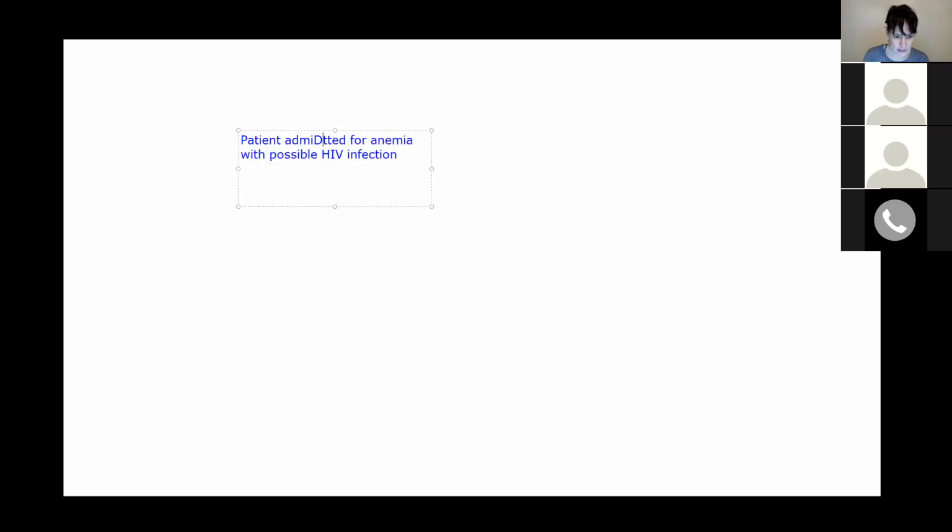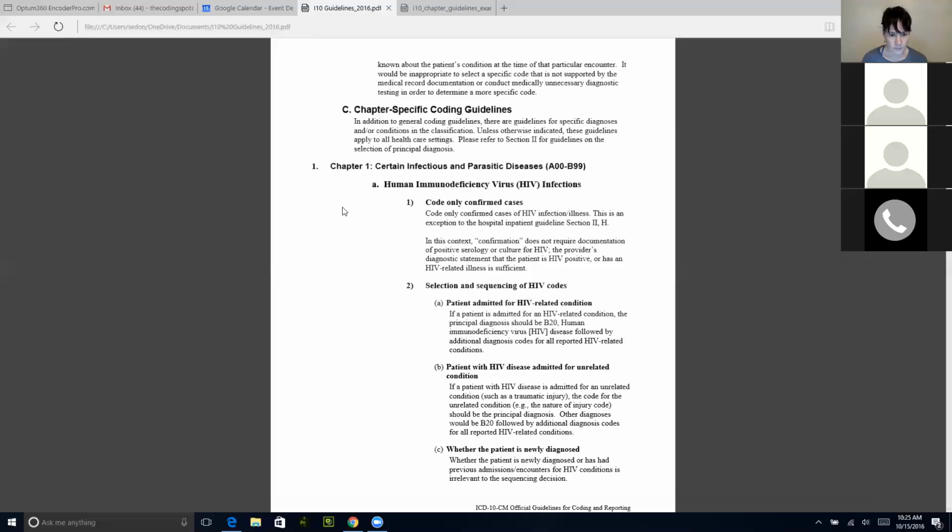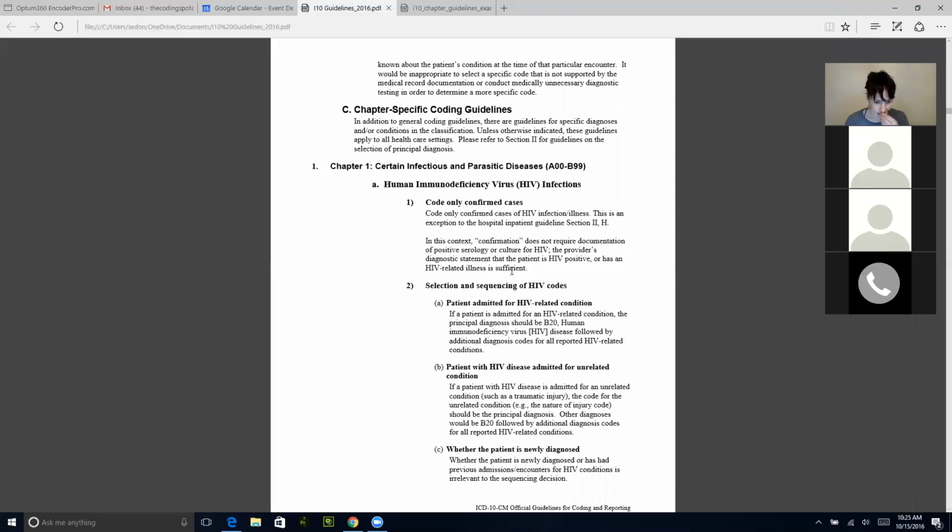Sorry about this. I'll have to practice with this whiteboard, but it's really cool. D64.9. We would not code the HIV because it is documented as possible. So back to our guidelines.